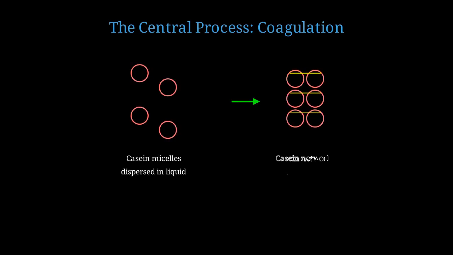Milk contains casein proteins in structures called micelles. These micelles are suspended in a liquid, kept apart by negative charges on their surfaces. When we add acid or rennet enzyme, these charges are neutralized, allowing the proteins to bond together into a three-dimensional network that traps water and fat, forming a gel we call curd.